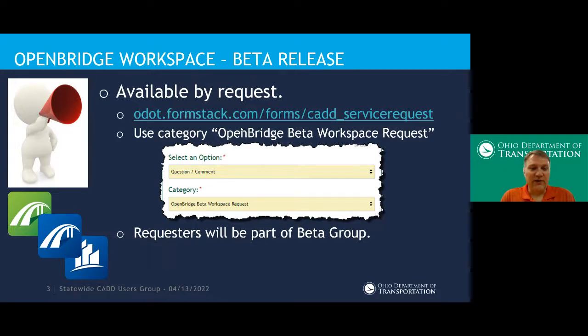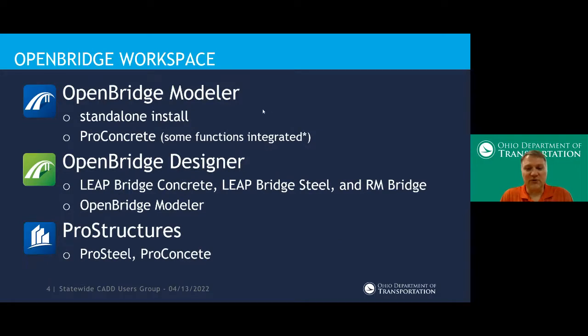So if you would like to request the workspace, go to the CAD service request page. JD, do you mind posting that in the chat? Yeah. And then there's a category there that you can just select for the beta workspace request, and it's a pretty easy response. We should get back to you pretty quickly on that. That's the same workspace or support request form that we use for other things.